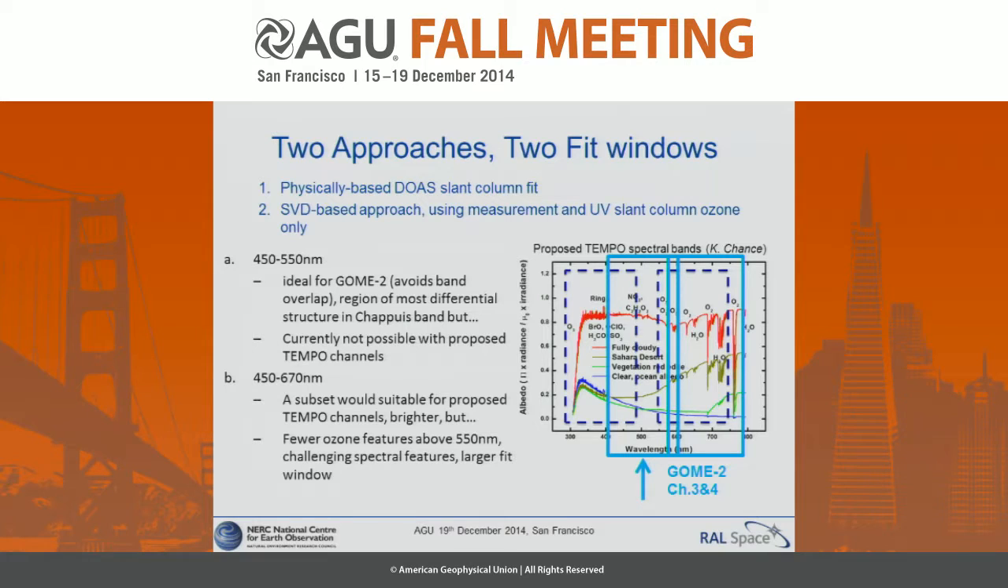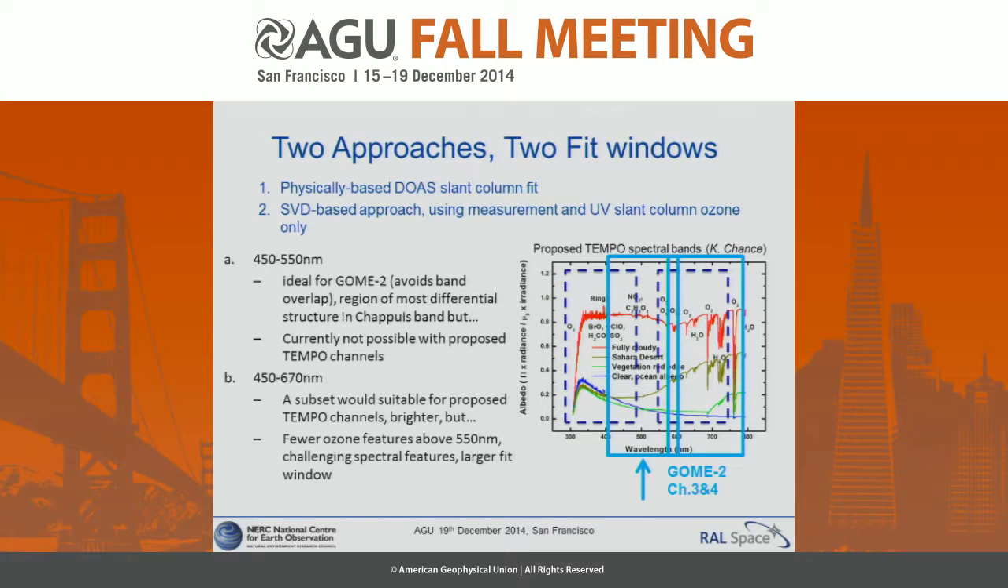So I'm going to talk about two approaches that are really derived for two different reasons, and also using two different wavelength ranges. So first of all, looking at a physically based DOAS slant column fit, which is much as a conventional approach.